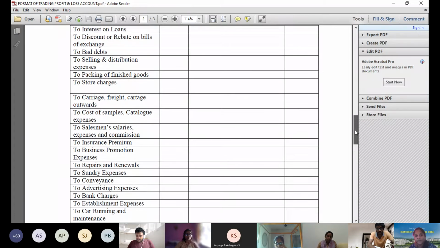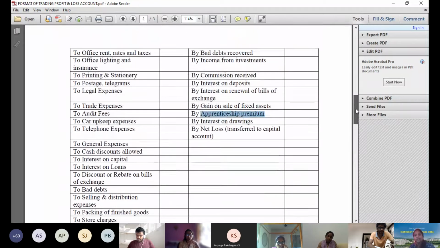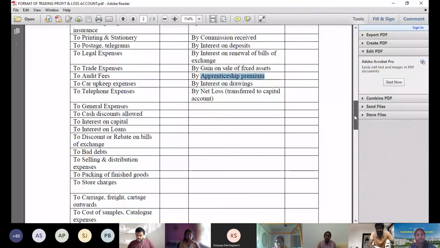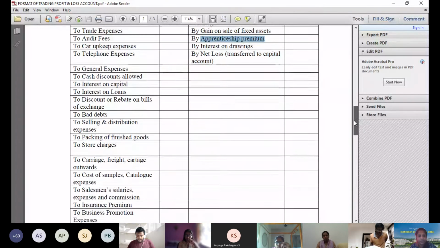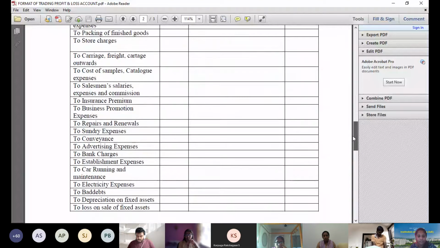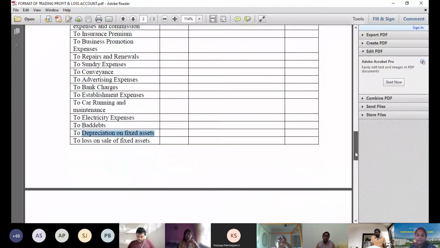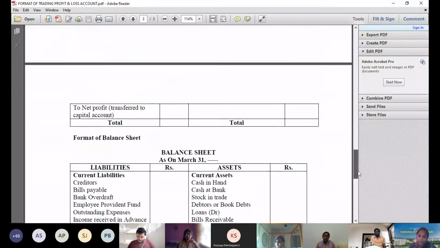Bad debts is another important adjustment which is really very, very important. Bad debt recovered is here, bad debts is here. These are all very important adjustments. Interest on capital is an important adjustment. All this is very, very important. And after that, depreciation. Depreciation is another important aspect on a fixed asset. These are the cases where you have adjustments in your problems.